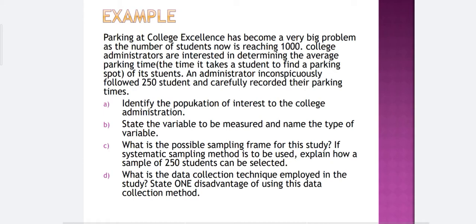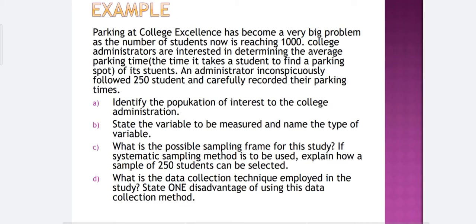Okay, let's say here, parking at College Excellence has become a very big problem as the number of students now is reaching 1,000. College admin are interested in determining the average parking time, which is the time it takes students to find a parking spot. An administrator inconspicuously followed 250 students and carefully recorded their parking time. Okay, so that is the case study, the situation.